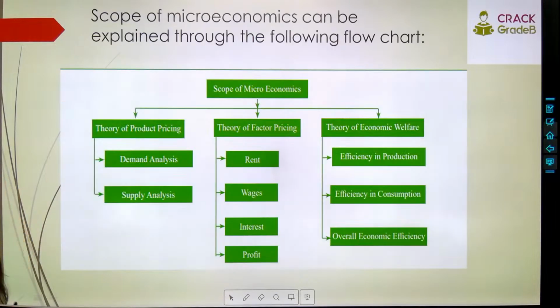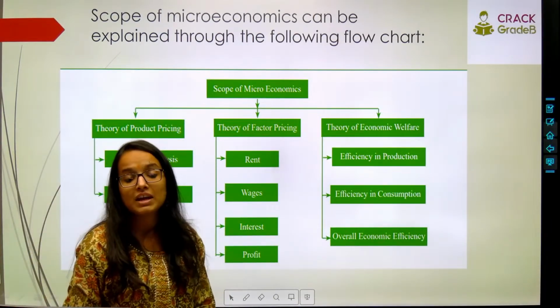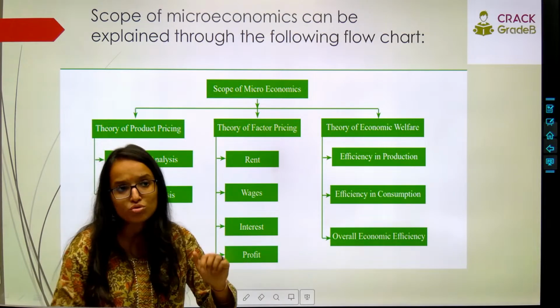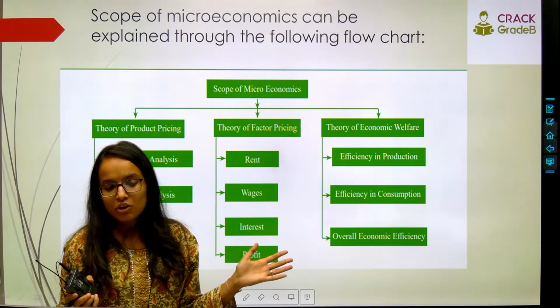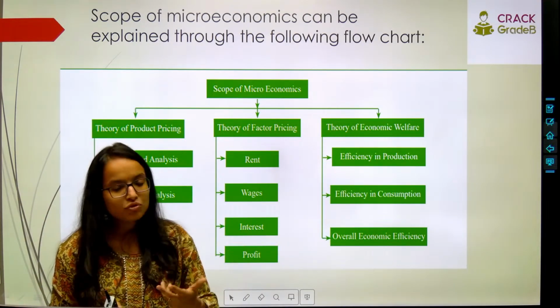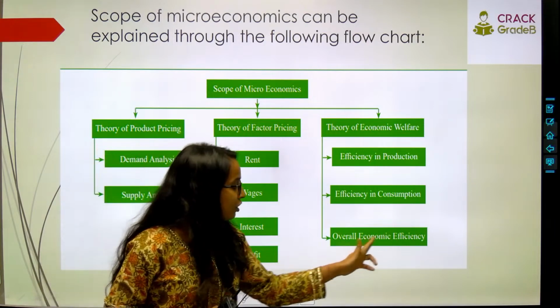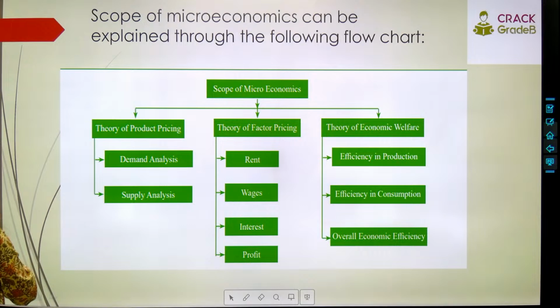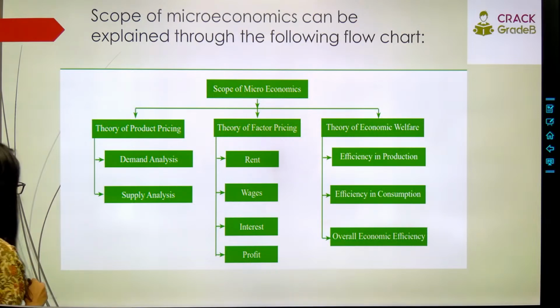Okay, there should be efficiency in production because we have limited resources. Efficiency in consumption as well. Consumption should not shoot up suddenly, otherwise we will not be able to meet the demand and there would be inflation. Then overall economic efficiency. If we are efficient enough to use the resources, then we have a good economic setup. Okay.